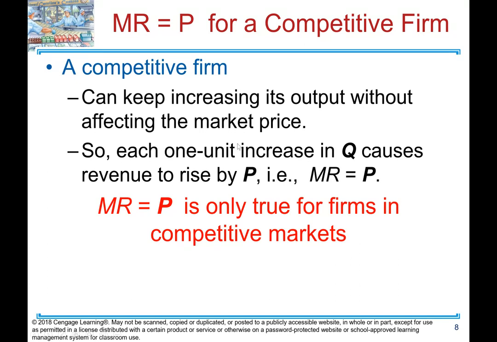And that is only true for competitive markets. A competitive farm can keep increasing its output without affecting the market. So each 1 unit increase in output causes revenue to rise by the price. That is, marginal revenue is equal to the price. MR equals P is only true for farms in competitive markets. We have mentioned that before.